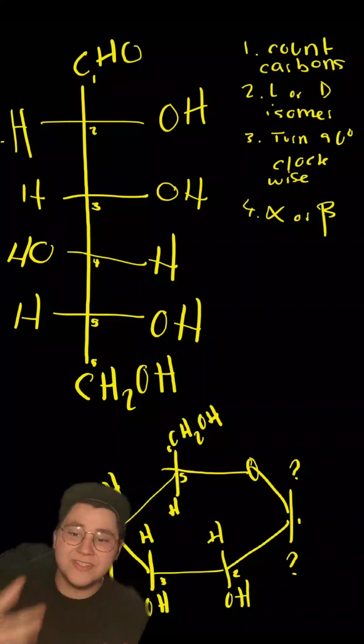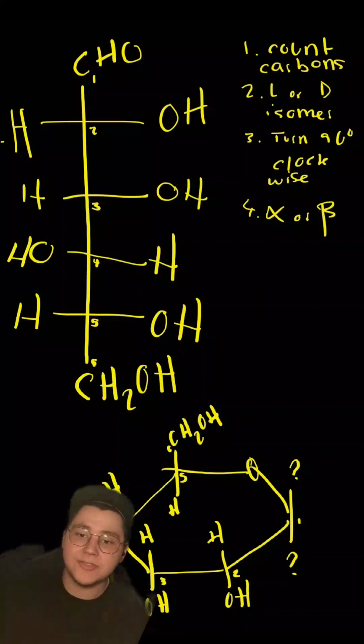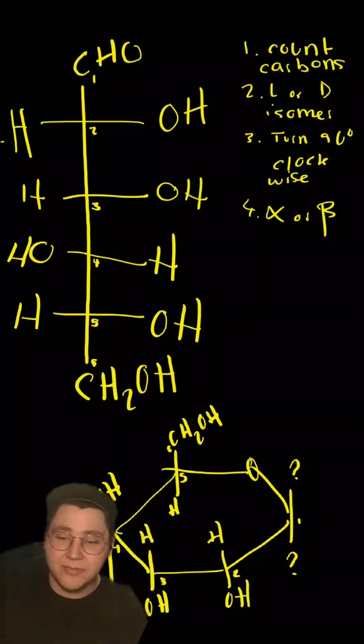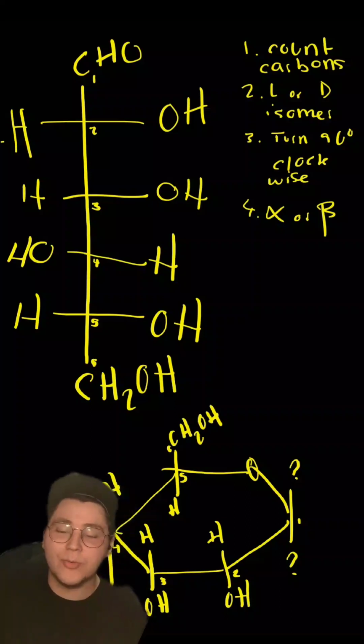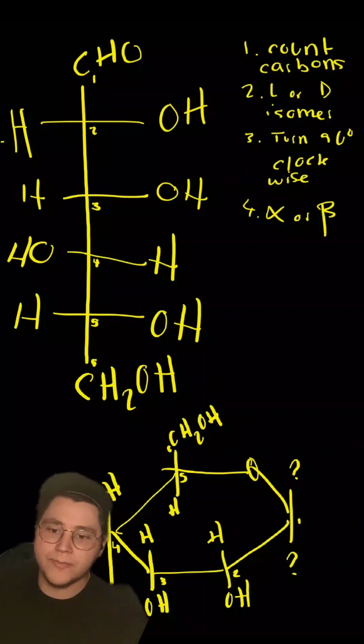So what do we have to look for? The CH2OH. Think of the CH2OH as being on the opposite side of the OH. If this was the D isomer, our CH2OH should be on the top. If this is the L isomer, the CH2OH should be on the bottom. Once you have that information, the last thing to determine is if we're working with an alpha or beta molecule.